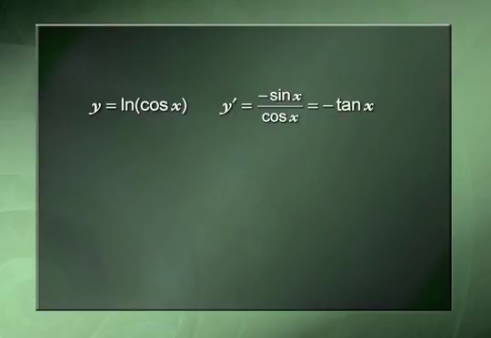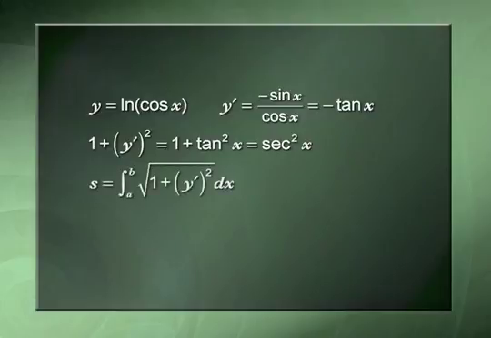Then I form 1 plus the derivative squared. That's 1 plus tangent squared. Tangent squared plus 1 is secant squared by a trigonometric identity. So that's pretty nice. And so my arc length formula is the integral from a to b of the square root of 1 plus the derivative squared. In our case, it's 0 to pi over 3, the square root of secant squared, which of course is just secant.